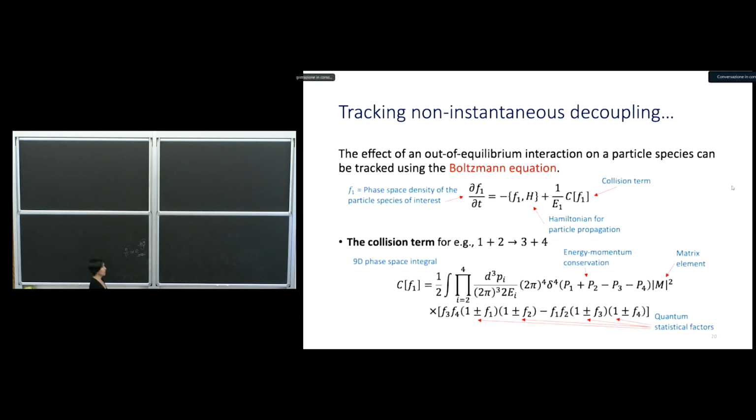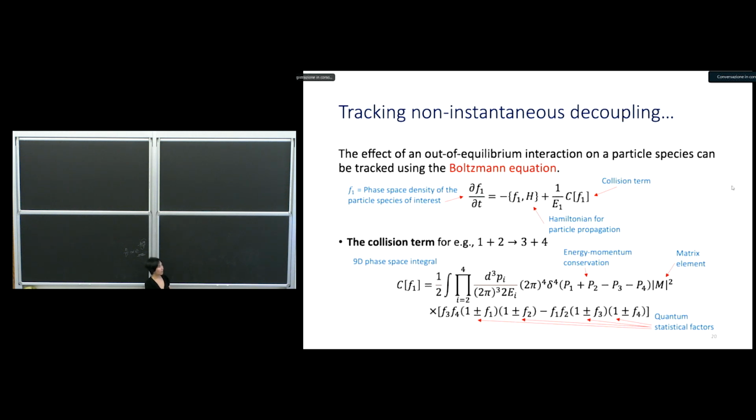Actually, not completely, but anyway, this is the Boltzmann equation, and it's essentially an equation of motion for the phase space density of the particle species that you're interested in. So if you're interested in particle species 1, you write down the 1 particle phase space density, and this will be equal to some Poisson brackets with the Hamiltonian to describe the propagation of the particle. And there will also be a collision term which describes scattering processes or decay or annihilation and whatever. They all go in here.